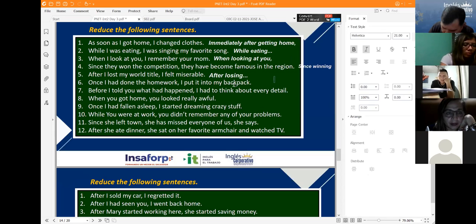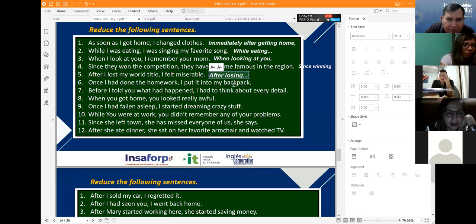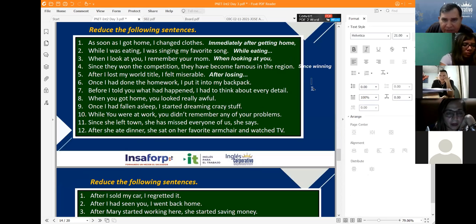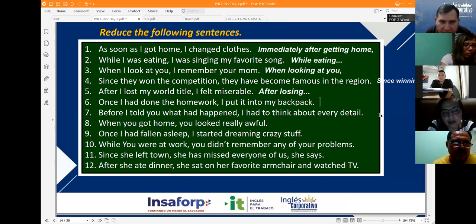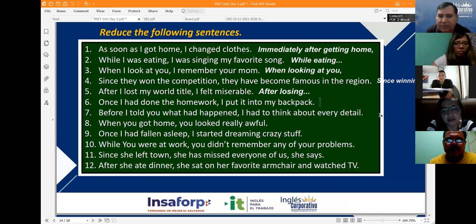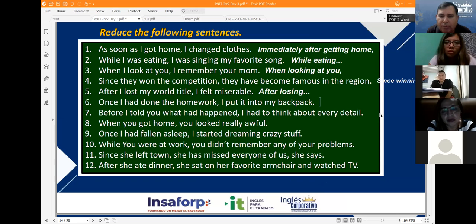Okay, some of the ideas are a little crazy because I had to invent them in a hurry. I had to run to invent them. Okay, so number six, once I had done the homework, I put it into my backpack. Since we don't use once, we normally use after. It's the same meaning. After doing the homework, okay.